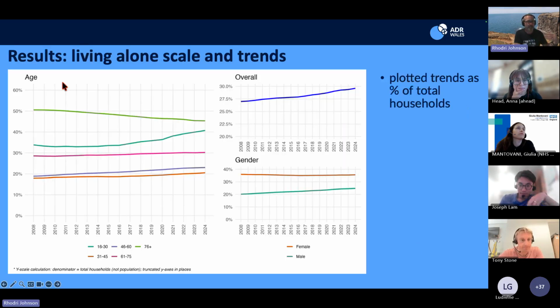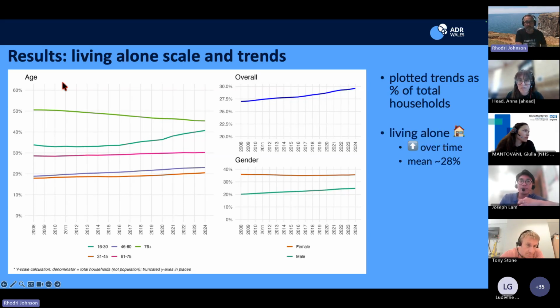These are the living alone trends and by some key demographics. So top right hand chart, please note the truncated y-axis. Overall, the percentage of households that are classed as living alone from 2008 to 2024 increases by a couple of percent, up to just below 30, which is not an inconsiderable amount when you think about it in terms of any policies that look at household and living alone. So living alone, the mean across that time is around 28% of all households.